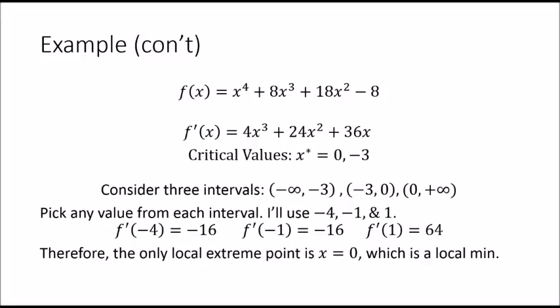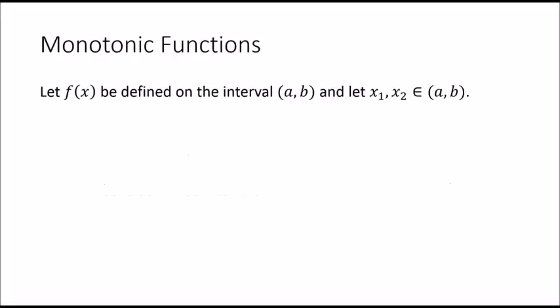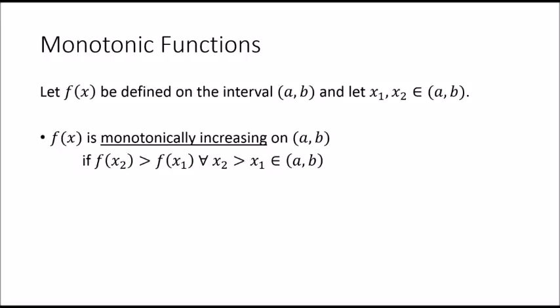I know that x equals 0 is a local minimum because the function is decreasing to the left and increasing to the right. This is probably a good moment to take a little field trip into monotonic functions. So monotonic functions are functions that have the same sign on their derivative over a full interval. So I'm going to imagine a function f of x that exists on some interval and say that there are 2 points within that interval where the function is defined.